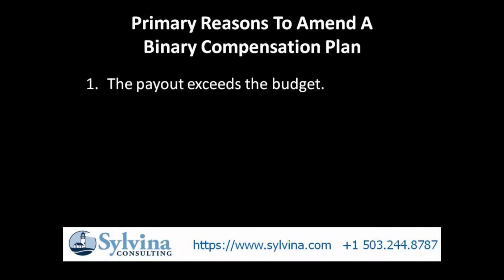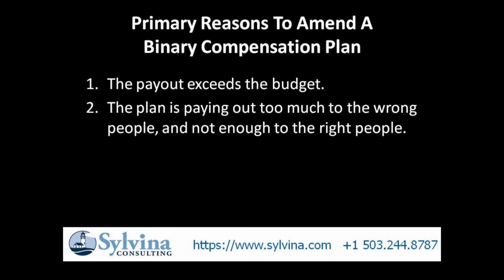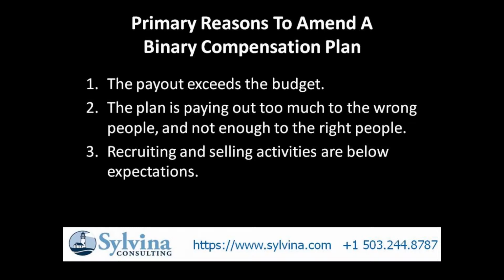While steps can be taken to slow the payout down, still it is common for direct selling companies with binary compensation plans to have the need to amend their plans later for three primary reasons. One, the payout exceeds the budget. Two, the plan is paying out too much to the wrong people and not enough to the right people. Three, recruiting and selling activities are below expectations.